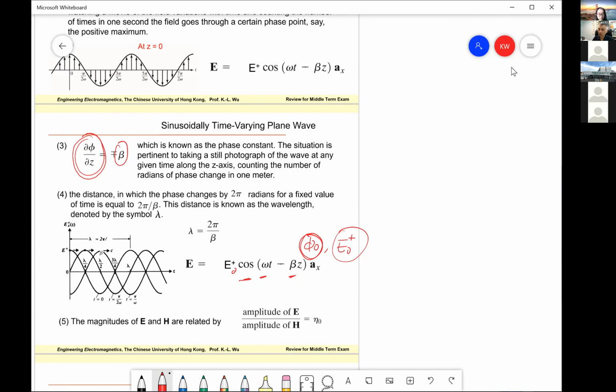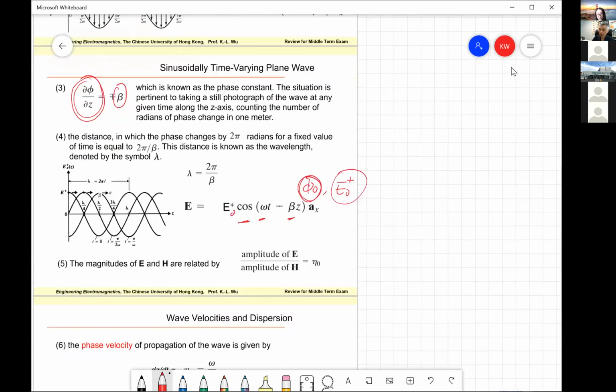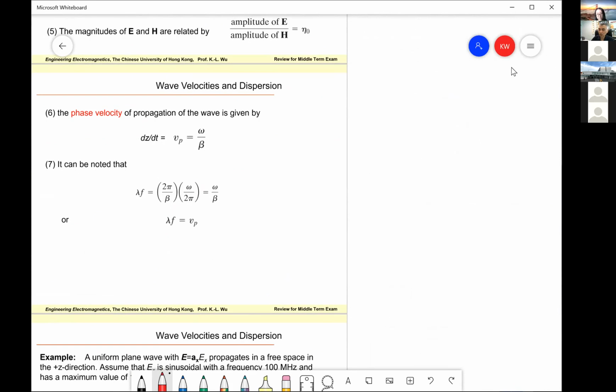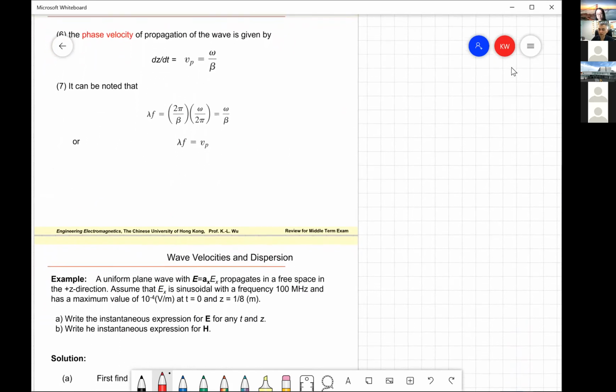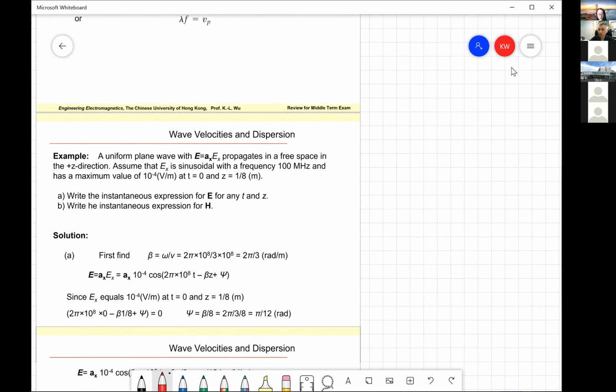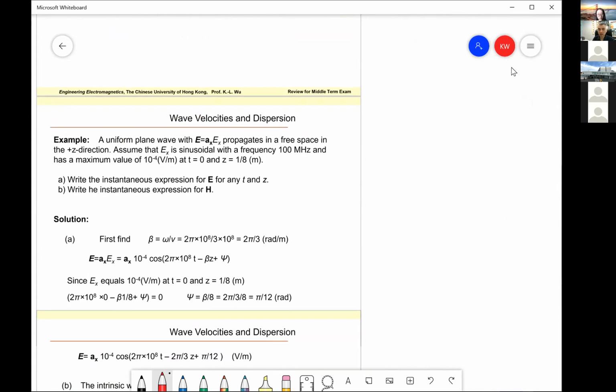This can be seen when we have a loss in the medium of wave propagation. In that case, the phase for the magnetic field and the electrical field will be different. Then we have a phase term. This is a sinusoidal wave. Then we know how to determine phase velocity and also the phase constant. This is an example from our course notes.